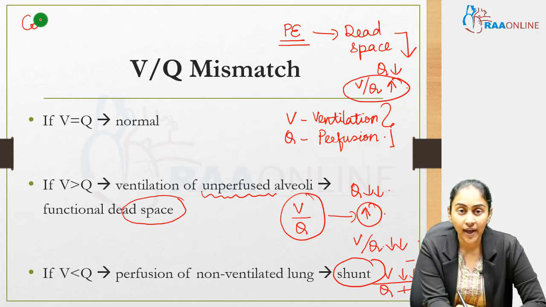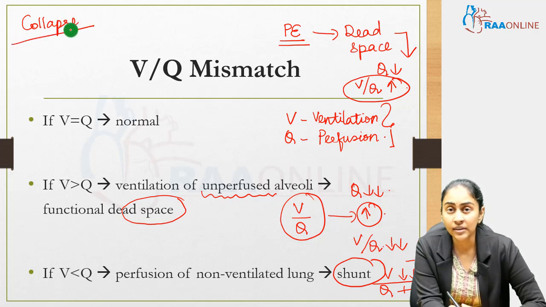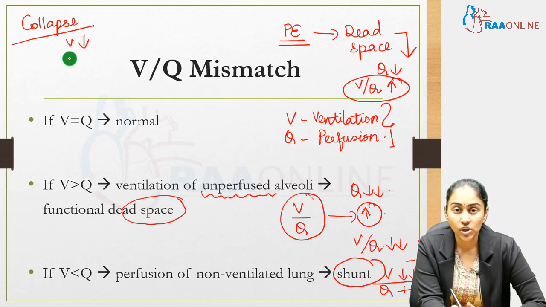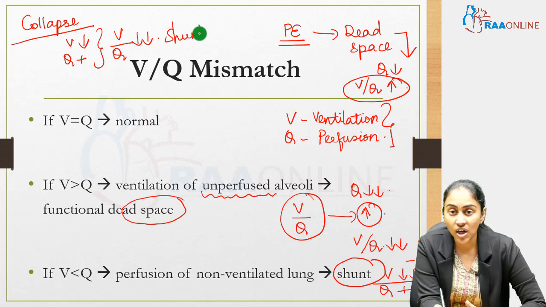On the other hand, take another pathology like collapse. In a lung collapse, or let's say a segmental or lobar collapse, what happens? There is no ventilation happening, but those areas are still being perfused well. So ventilation is low, but perfusion is intact. Therefore, what happens to the VQ ratio? The VQ ratio is decreased. So this is called the shunt physiology.